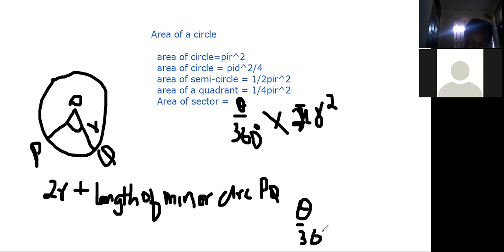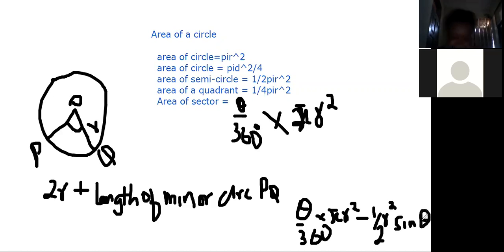all over 360 times pi r squared minus half r squared sine theta. This is the area of a minor segment.